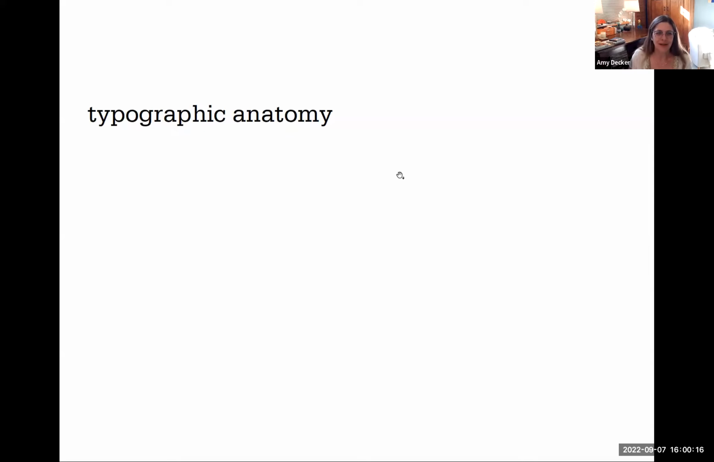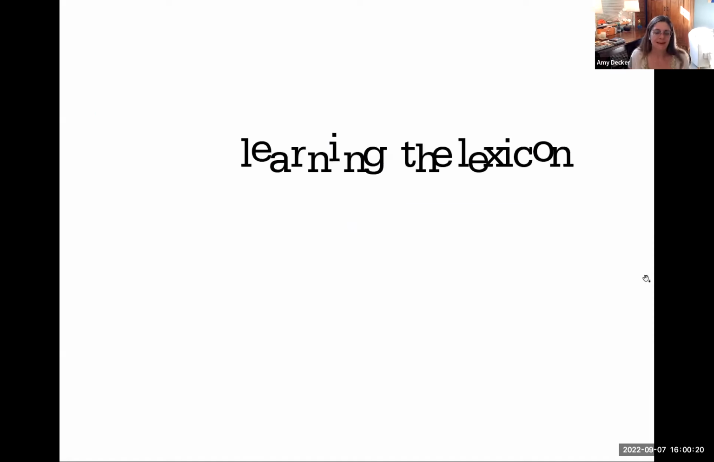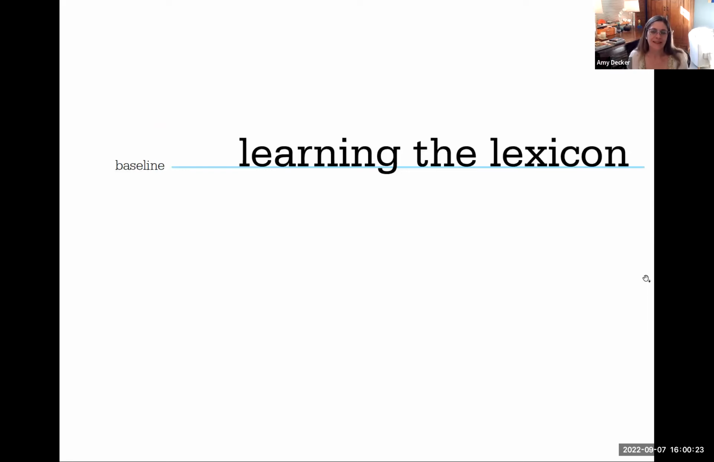Okay, here we go, typographic anatomy. Learning the lexicon. The very first thing is the baseline. All type sits on a baseline.